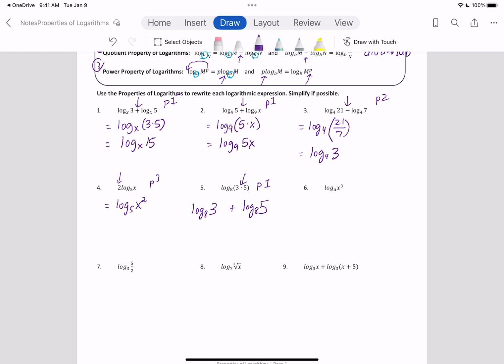So number 6, that one's going back to property 3 again because I have a power. What property 3 tells me is if there is an exponent, then I just bring that down to the front: 3 times log base a of x, which of course is just 3 log a of x.